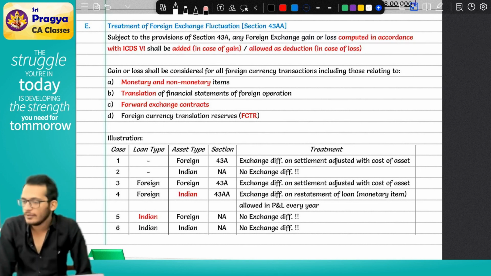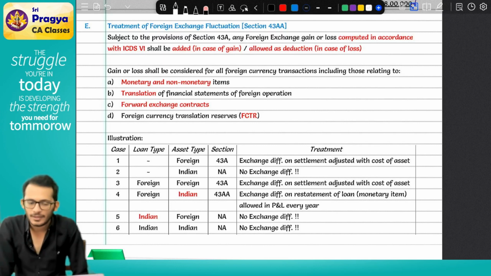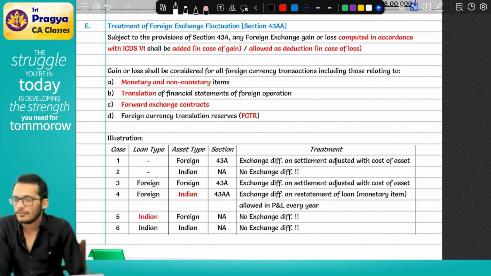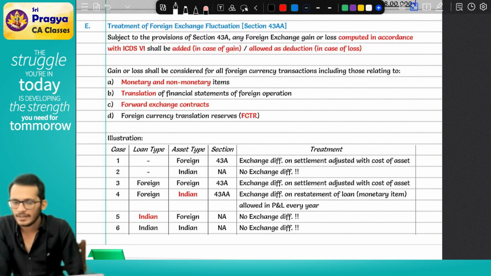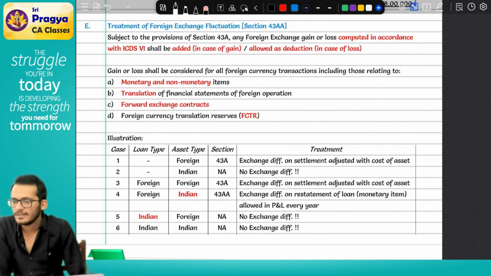And then they're giving a clarification saying any gain or loss shall be considered for all foreign currency transactions, including those relating to monetary or non-monetary items, translation of foreign financial statements of foreign operations, forward exchange contracts, or FCTRs. What is FCTR? Foreign currency translation reserve. You will learn all these items in AS 11 of accounting standards, on foreign exchange, where they'll teach you what is monetary and non-monetary, translation differences, foreign exchange operations, and foreign currency translation reserve.